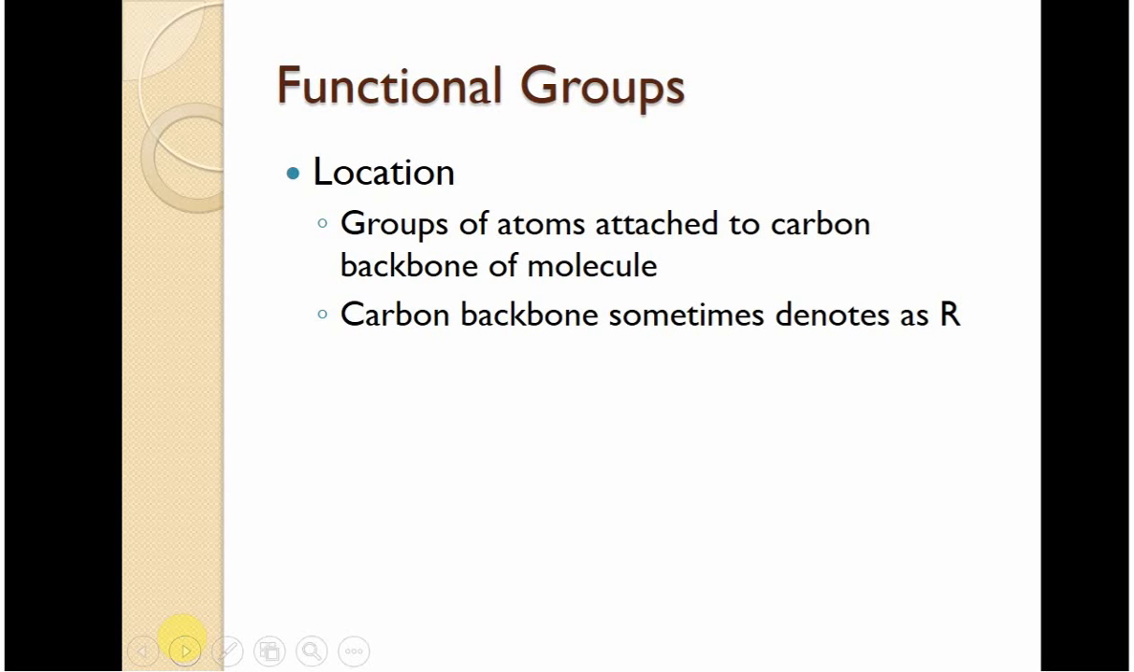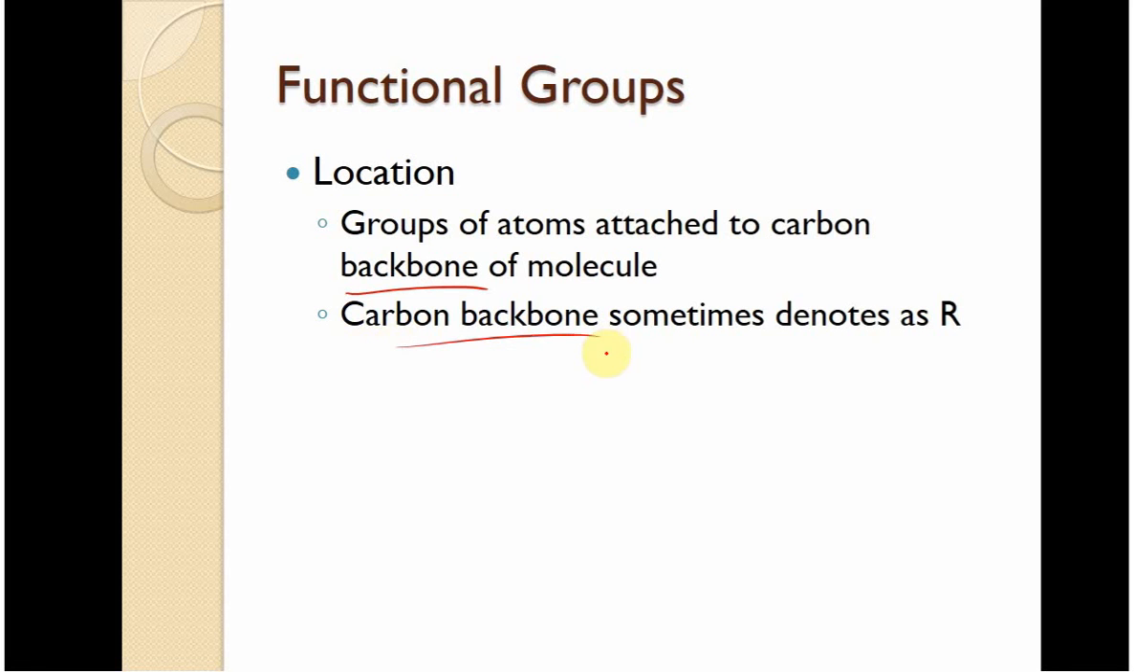Now, we can have carbon bonded to carbon. We can have all kinds of other molecules in there. But we need to talk about the specific functional group. A functional group is just a group of atoms that's going to be attached to an organic molecule. Usually, it's going to be along the backbone. And it is going to have a specific set of properties. It's going to give either a polarity or a reactivity. It's going to give something unique.